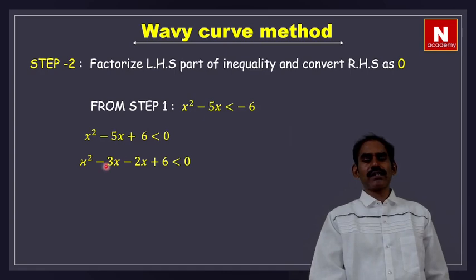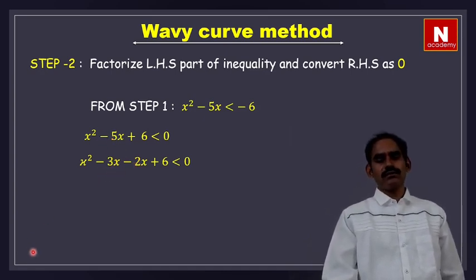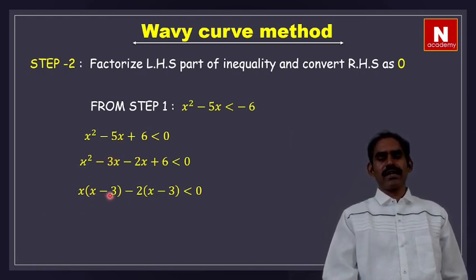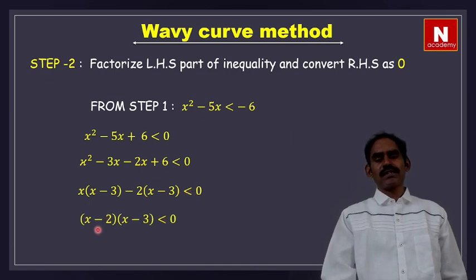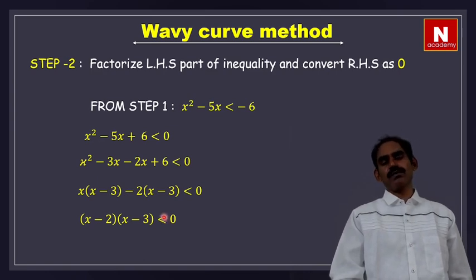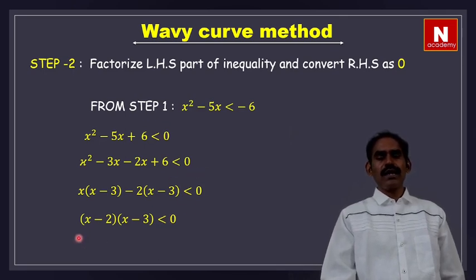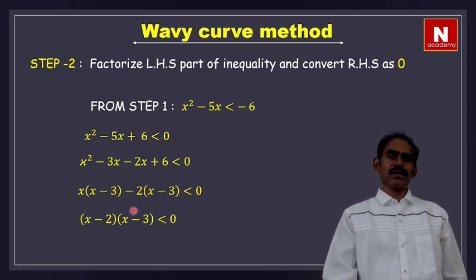So what are the factors here? Minus 3x, minus 2x becomes minus 5x. Now next step: x square minus 3x, x is common, so the remaining is x minus 3 here. Minus 2 plus 6, so minus 2 is common, again x minus 3 less than 0. See, observe this: x minus 2 into x minus 3 less than 0. Now factorization is completed. In step 2, we have to make the RHS 0, see, this is 0, and the LHS part we have to factorize.